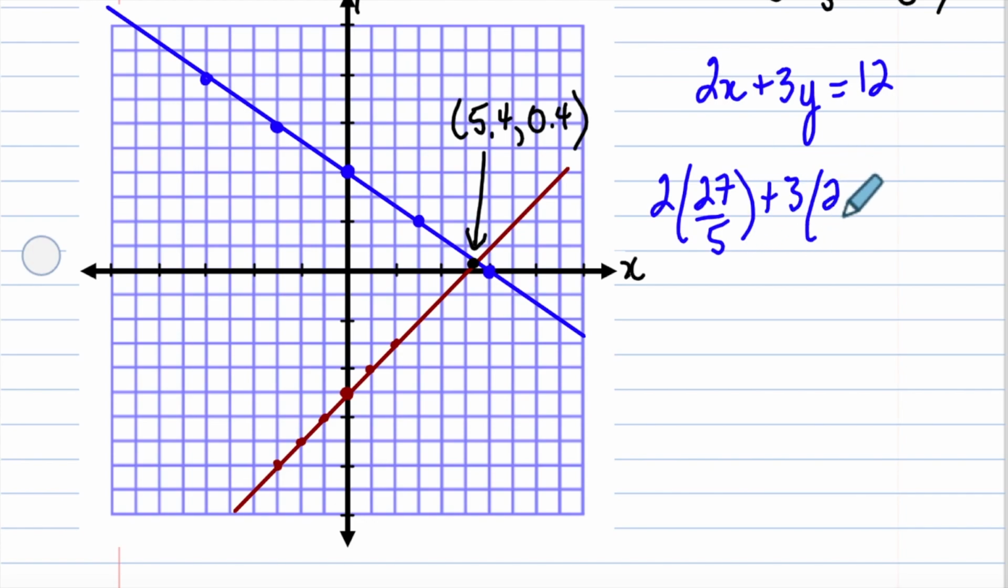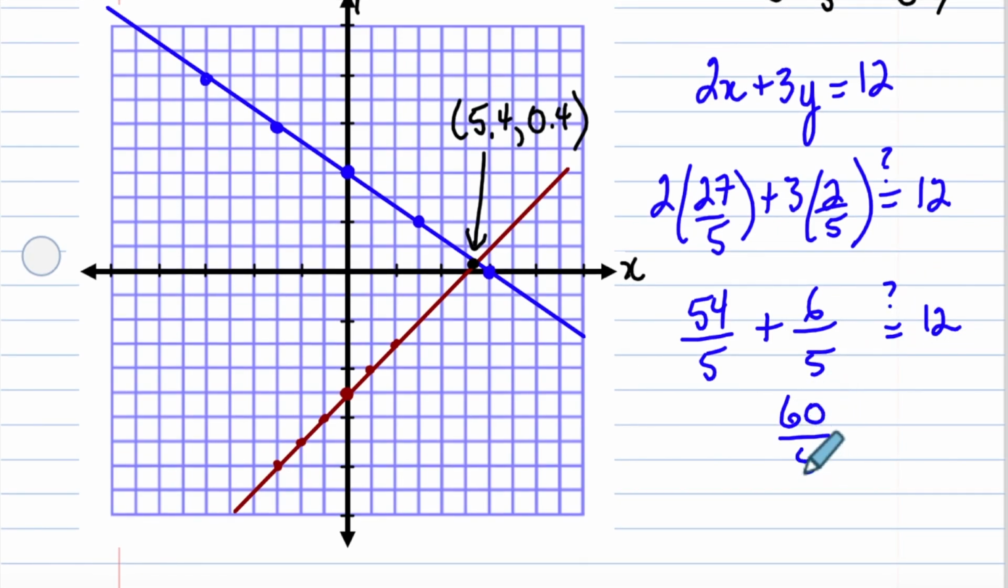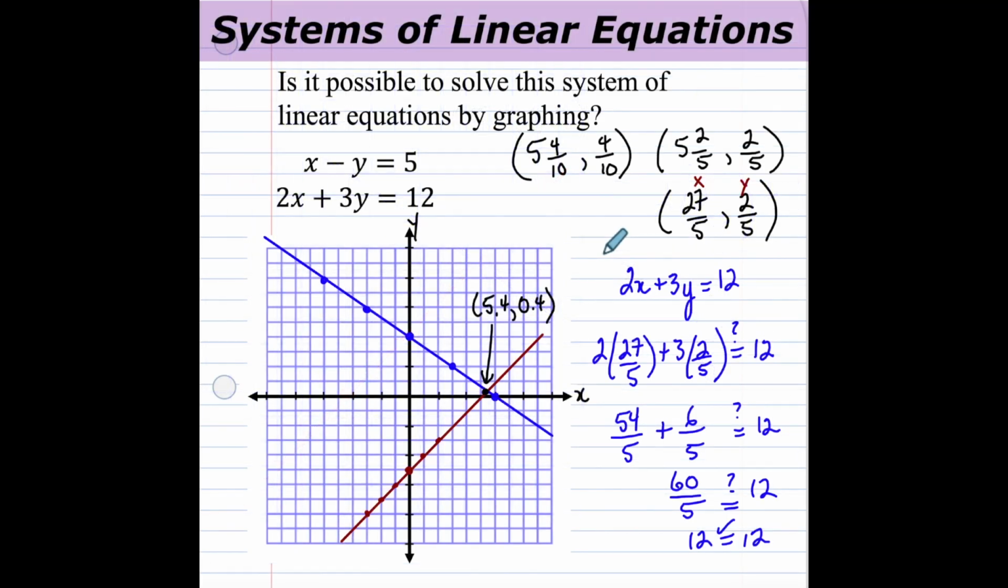We'll try the second equation, plugging in 27 divided by 5 and 2/5. Does that equal 12? 2 times 27 is 54/5 plus 6/5. Does that equal 12? 60 divided by 5. Does that equal 12? And yes, 12 does equal 12. The solution then would be (27/5, 2/5).